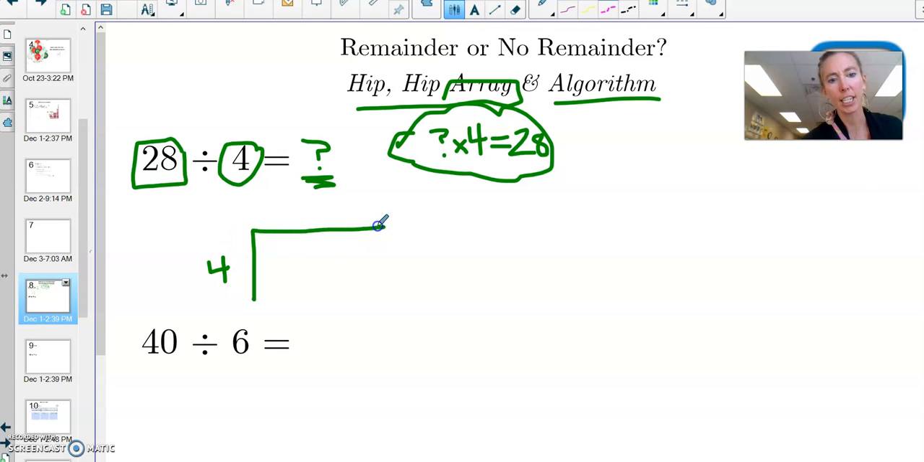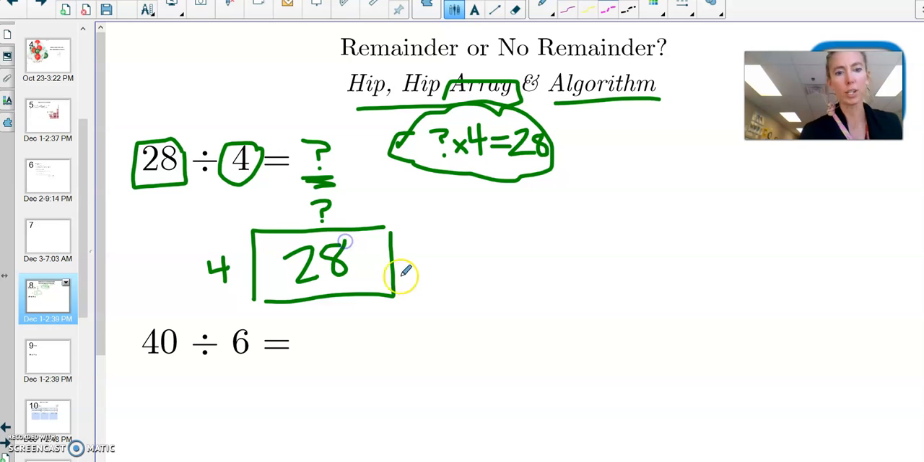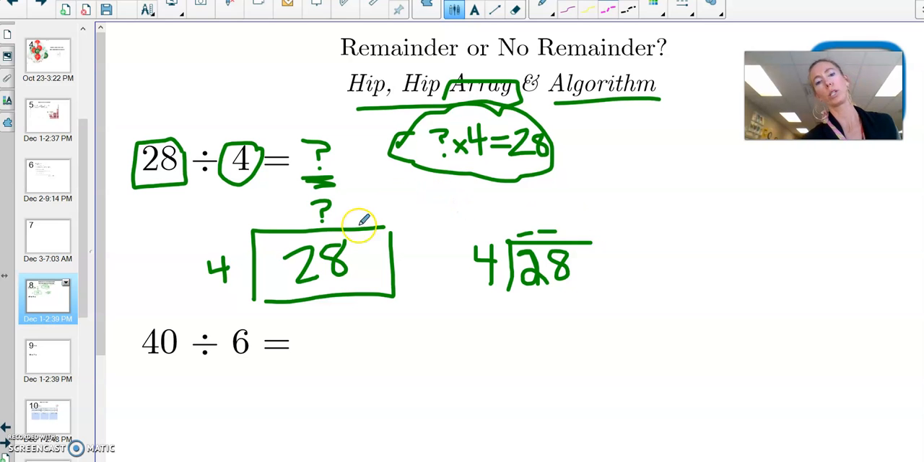The other side I do not know. But the total amount of squares that I need in here, the area inside, is 28. I do know that. So I can set up my algorithm and go, okay, I have 28 of something that I'm dividing by the divisor of 4, and I'm getting a quotient that might be 2 digits because my dividend was 2 digits, so I could have space for 2 digits up here. All right, so we're going to start in and see what we get. So question, how much is it going to be?